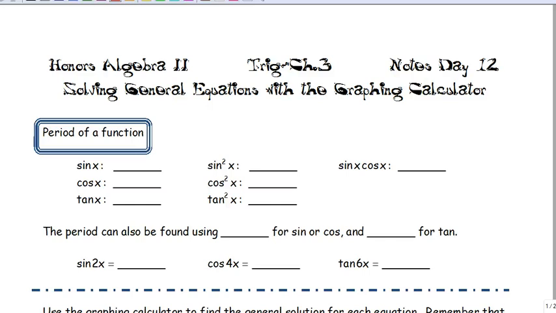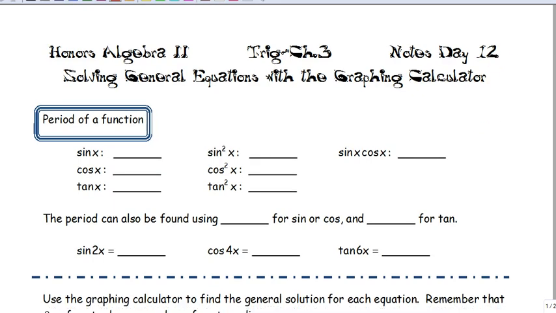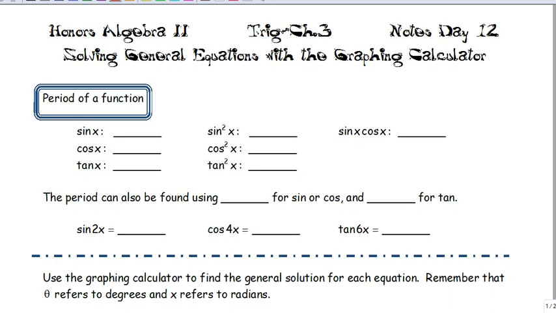Well, congratulations guys, you made it to the last day of notes for Trig Chapter 3. We only have a couple more days of notes for the whole year actually. Today we're going to use the graphing calculator to basically find our answers. So first thing we have to talk about is period of a function.